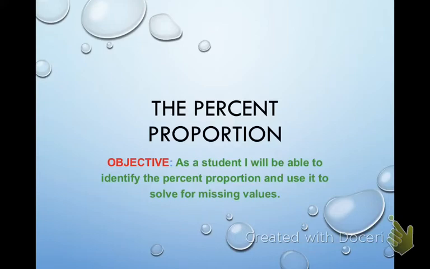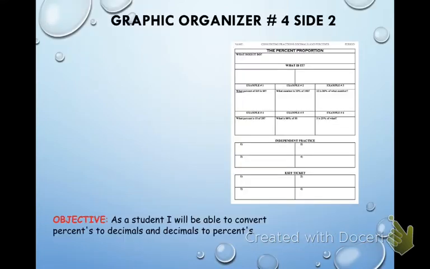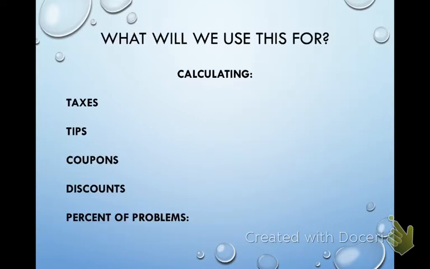Now, we're going to talk about the percent proportion. Your objective is, as a student, you should be able to identify the percent proportion and use it to solve for missing values. Now, that seems like a lot, but it's actually really awesome and really easy. So let's get started. You need graphic organizer number 4, side 2. Okay, you should be on side 2. You already have this from the last video. You're just going to continue it. Okay, and I'm sorry, but the objective down there at the bottom was wrong, but that's okay.